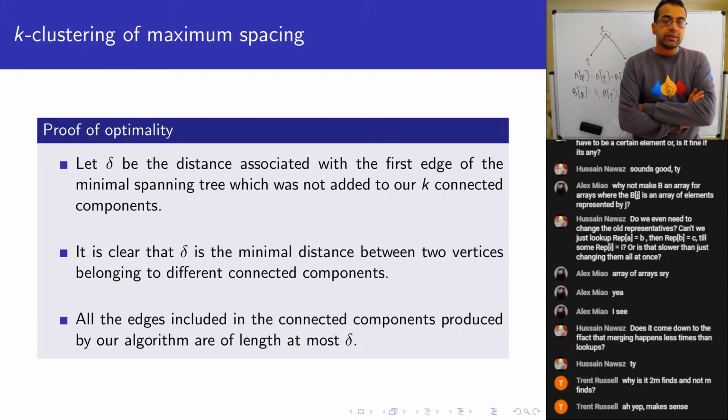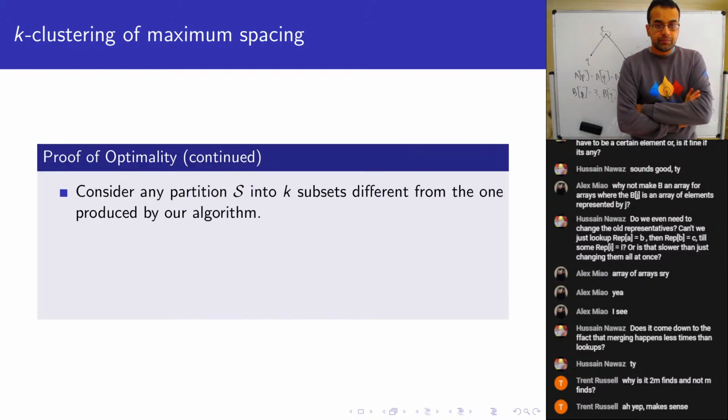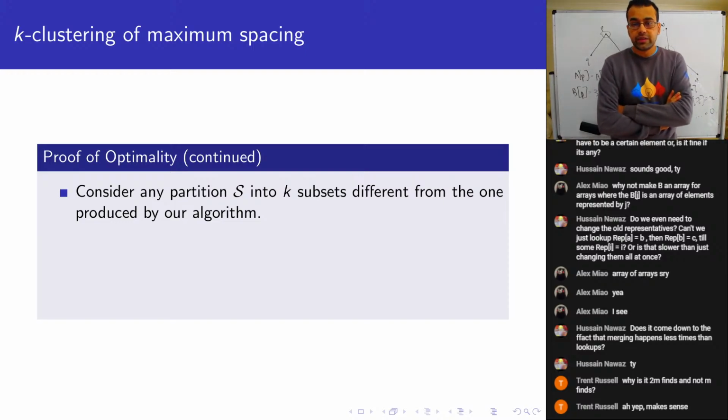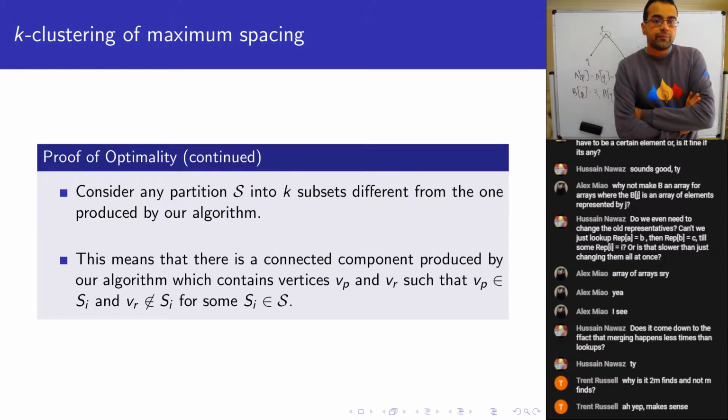But we're going to claim that this delta is optimal. And the way to prove this is by contradiction. Suppose there's a different partition into k subsets, which means that for this partition to be different from the one we found, we must have put two vertices VP and VR together, and the other partition must have put them separately.